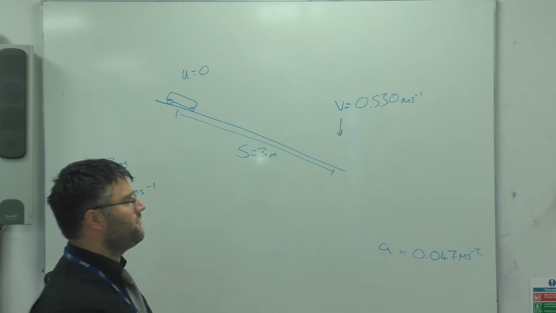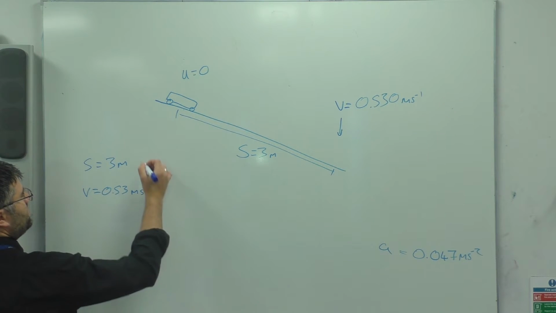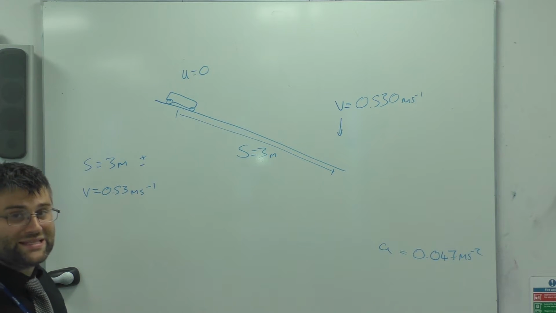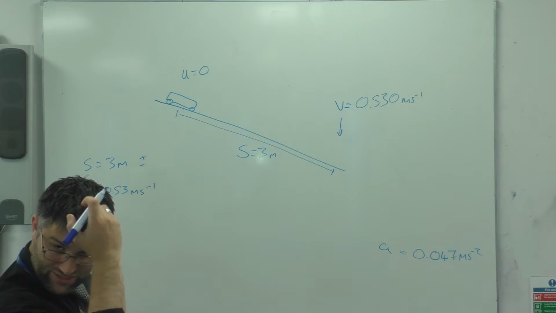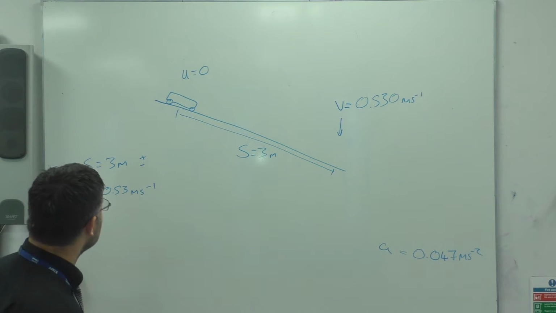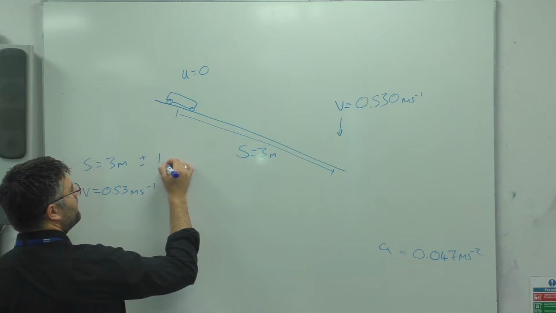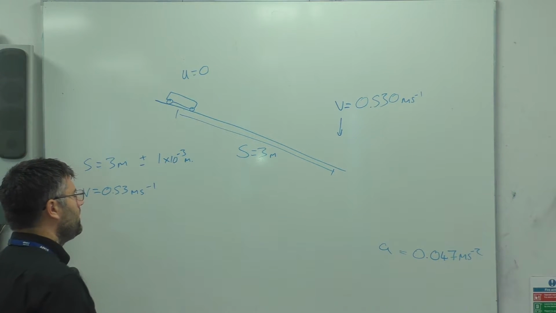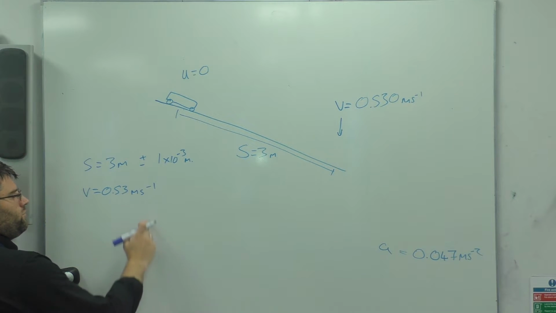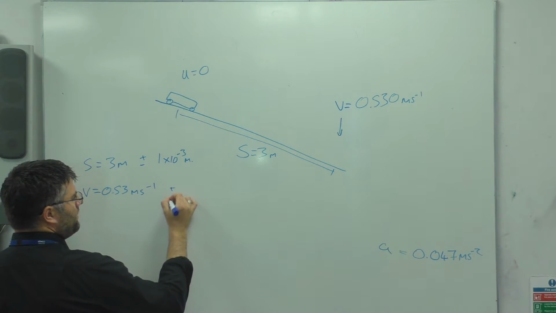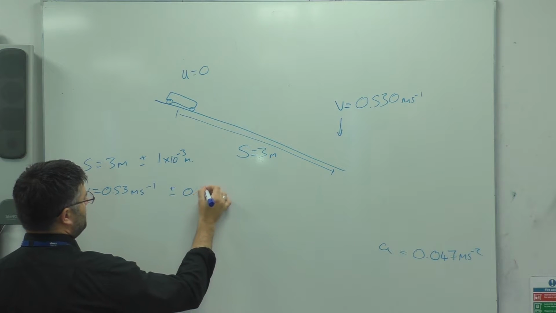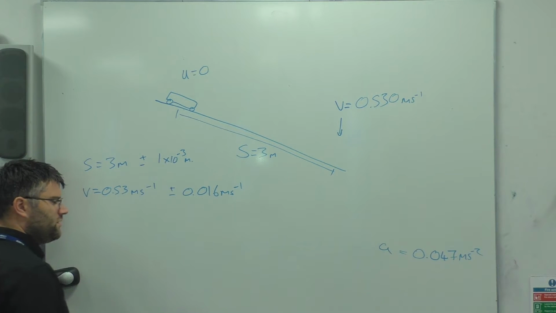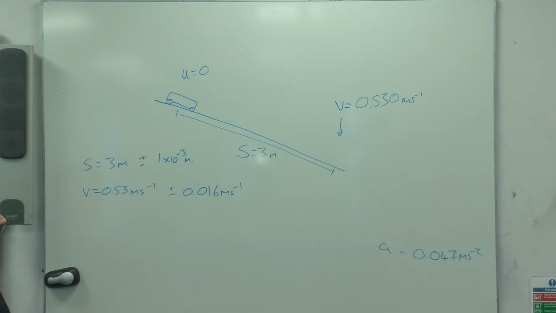So the uncertainty for the 3 meters is 1 millimeter because we're using a standard ruler. We wouldn't expect to use anything different. So we're using plus or minus 1 millimeter, so 1 times 10 to the minus 3 meters. Then for the velocity, I've just made up a value: plus or minus 0.016 meters per second. So 0.016 meters per second.